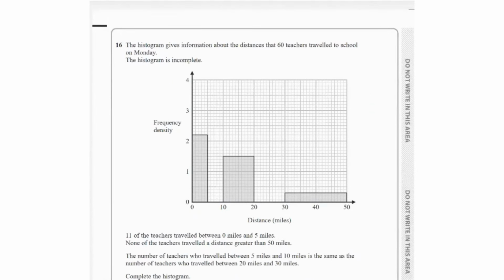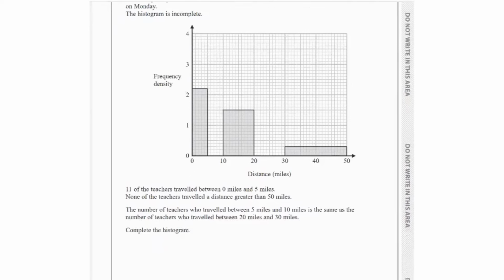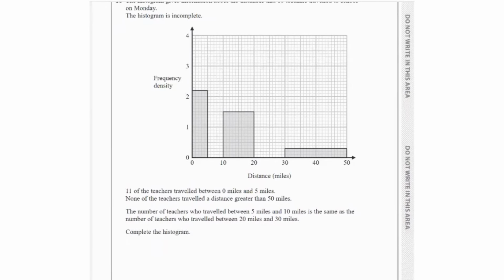Question 16 says the histogram gives information about the distances that 60 teachers travel to school on Monday. The histogram is incomplete. 11 teachers travel between 0 miles and 5 miles. None of the teachers travel a distance greater than 50 miles. The number of teachers who travel between 5 miles and 10 miles is the same as the number of teachers who travel between 20 and 30 miles.